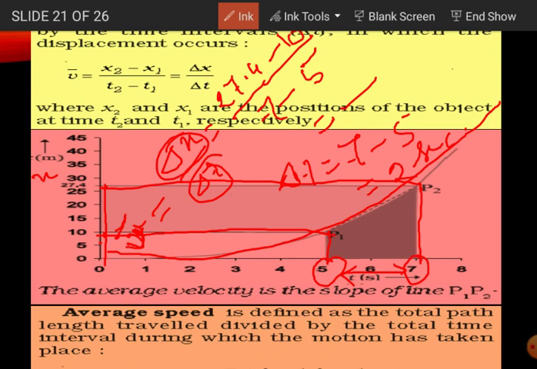Just like that, in the case of average speed also, the total time during which the object moves will be in the denominator, and the total path length will be in the numerator. So the total distance covered divided by the total time duration will give you the average speed. Got it? Yes, that can be done from here.